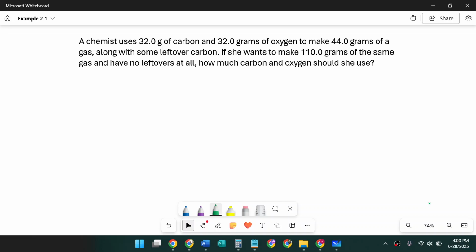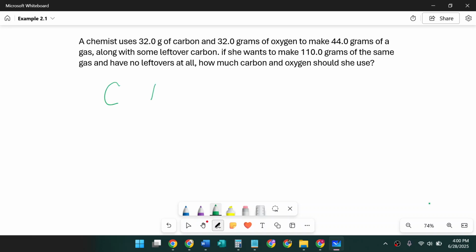This is example 2.1 from Discovering Design with Chemistry. The problem says, a chemist uses 32.0 grams of carbon and 32.0 grams of oxygen to make 44.0 grams of a gas, along with some leftover carbon. I'm going to pause there and go ahead and write down what I know.